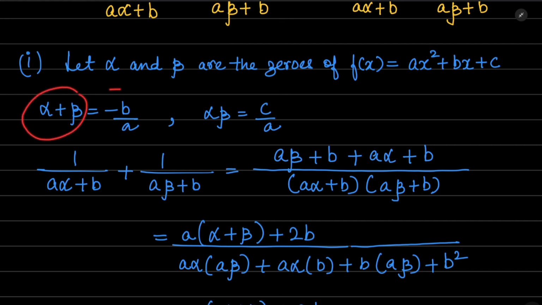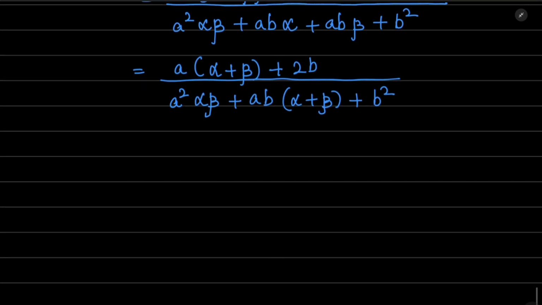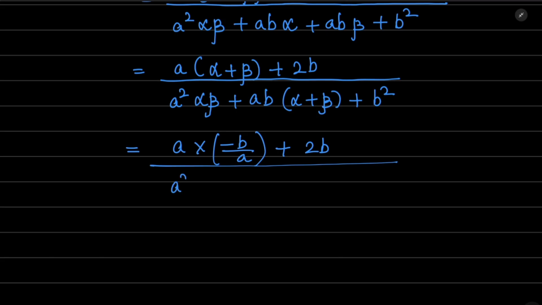Right? So instead of alpha plus beta, I'm going to substitute minus b by a. Instead of alpha beta, I'm going to write c by a. Let's do that. So here: a multiplied by (alpha plus beta) minus b by a plus 2b, whole divided by a square multiplied by c by a plus ab multiplied by minus b by a plus b square.